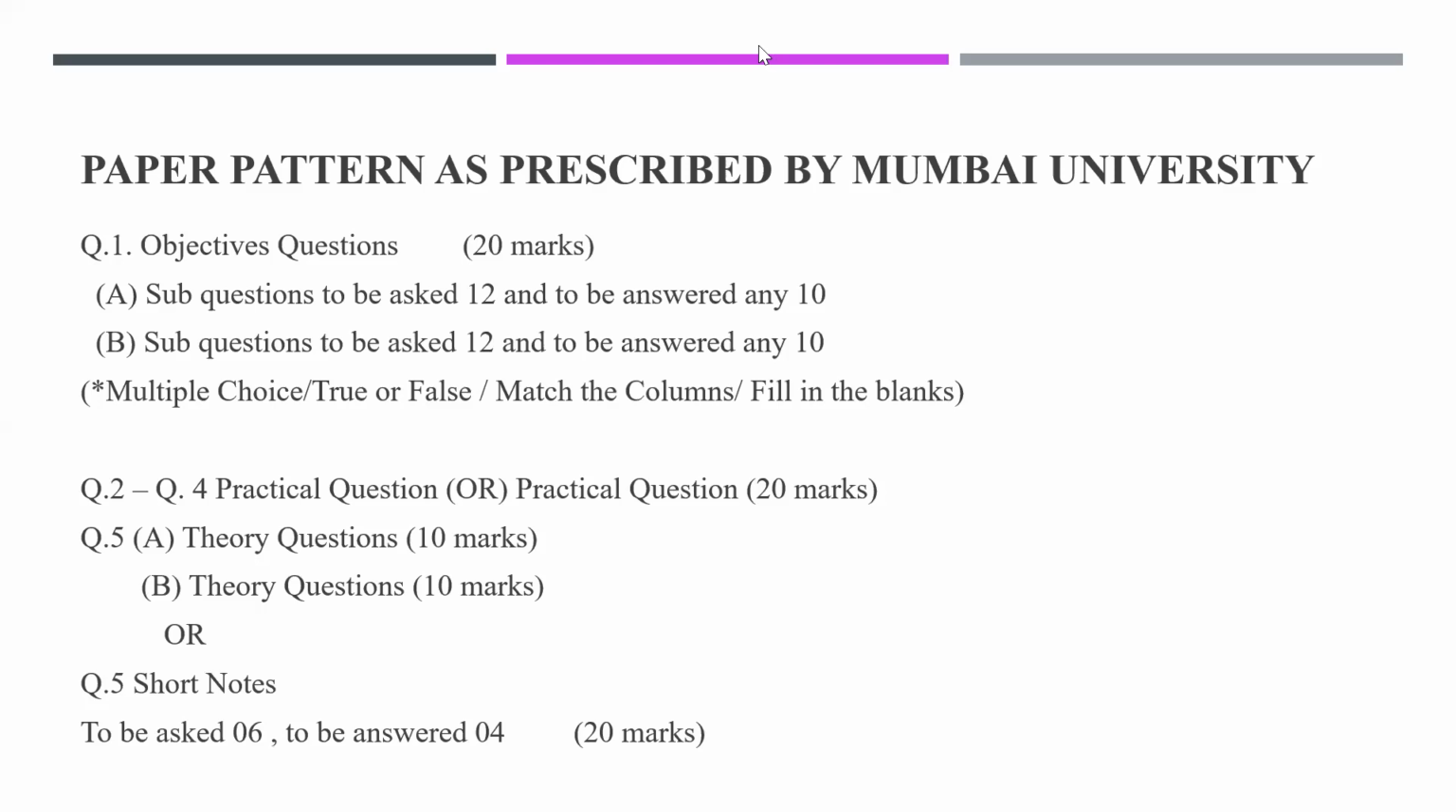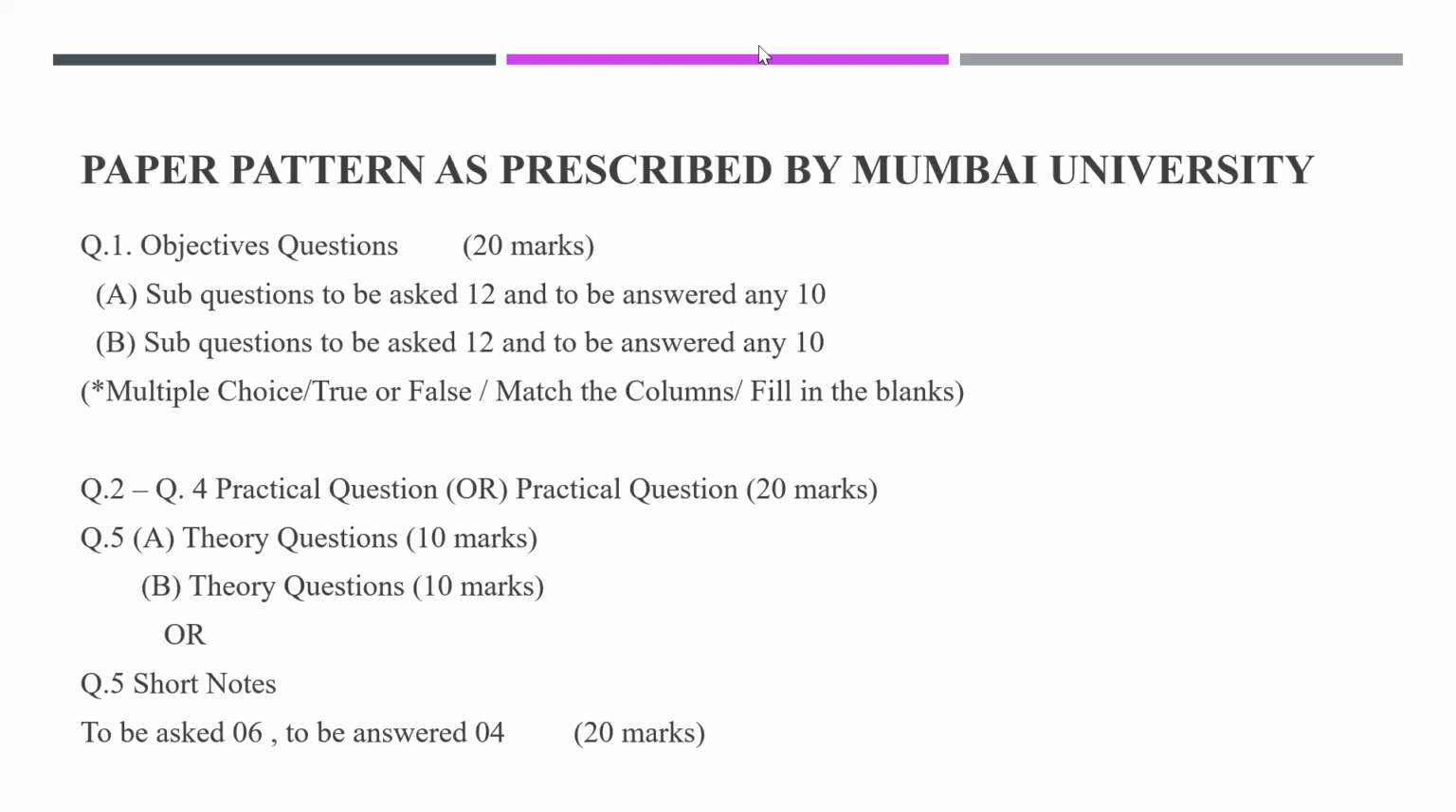Question number 1 will be objective type questions asked for 20 marks. As I told you, it will have 2 sub questions, A and B, in which 12 questions of 1 mark each will be asked, and you have to answer any 10. 10 plus 10, it will be 10 for question A and 10 for question B. You will get 20 marks.